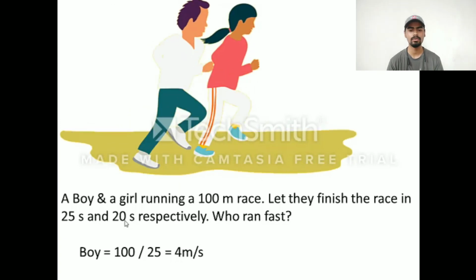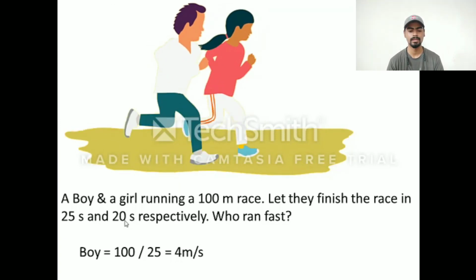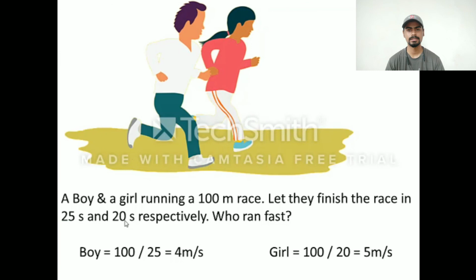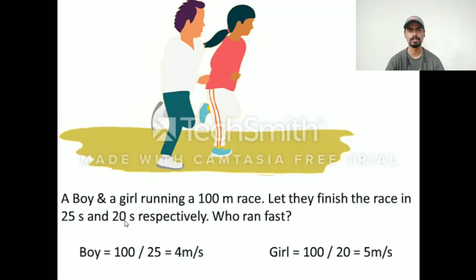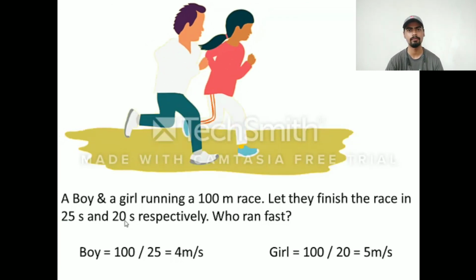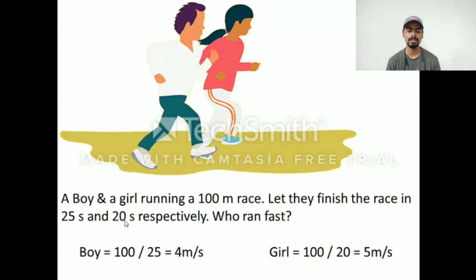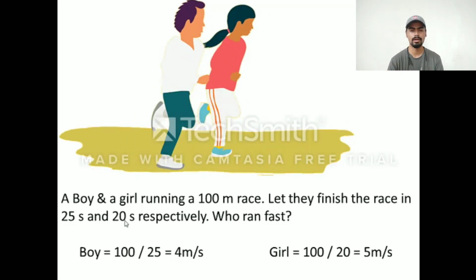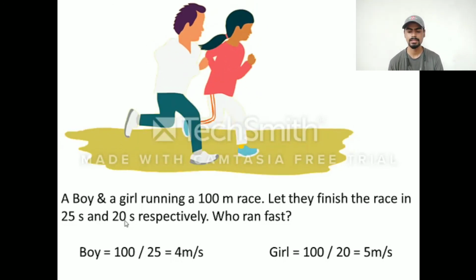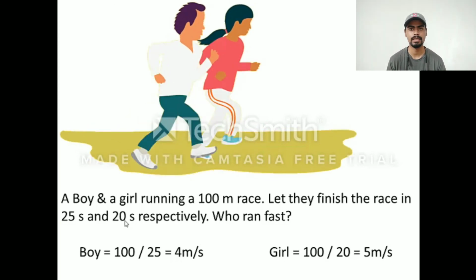Now let us find the speed of the girl also. Again using the same formula, distance upon time, the distance is the same, 100 meter, divided by time. Now the girl is taking 20 seconds. So 100 divided by 20. As an answer you will get 5 meter per second.